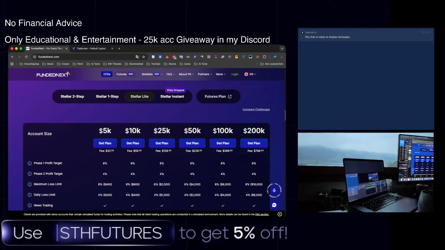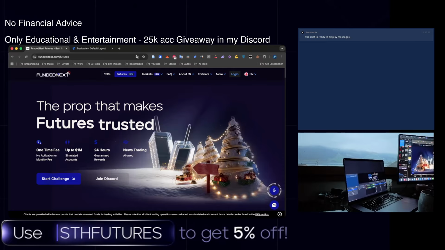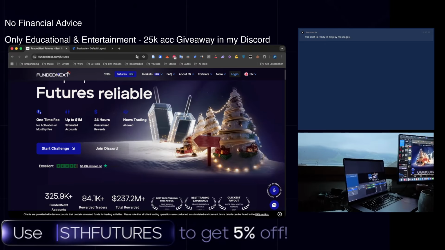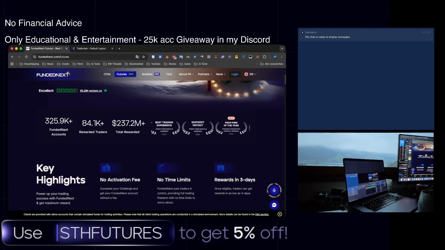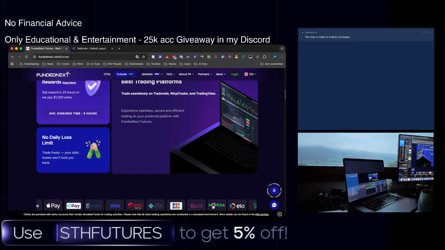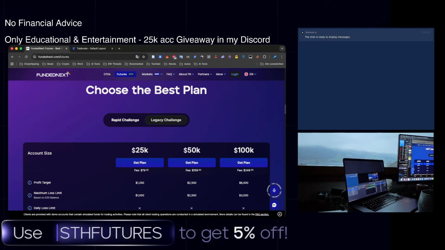Now we're going to go to the futures accounts, and I'm also going to show you how I log into the accounts after I buy them and everything. So this is what you will see me trade live on my streams most of the time, because I day trade futures. And I'm going to show you which accounts I like the most. So they have rapid challenge accounts and legacy challenge accounts.